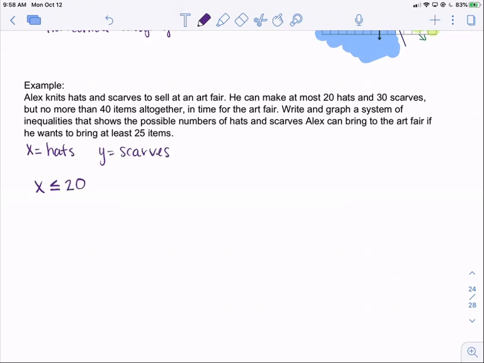So knowing that, what would the Y value be? Y has to be less than or equal to 30. Okay. But no more than 40 items altogether. So how would we write an expression of them being together? X plus Y. And if it's no more than, that means that it's less than or equal to 40.